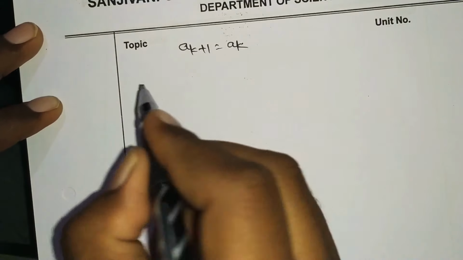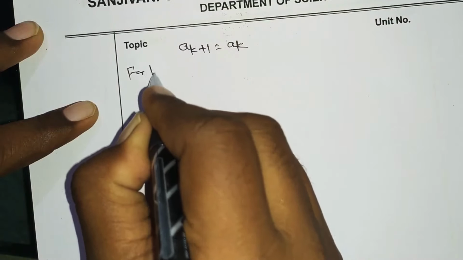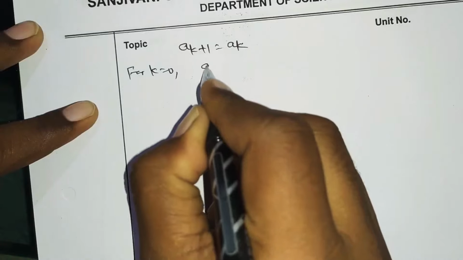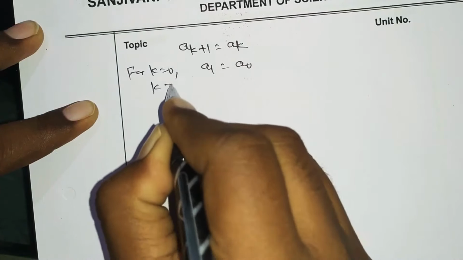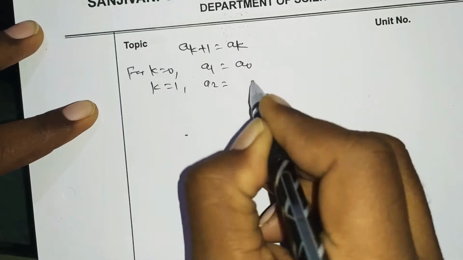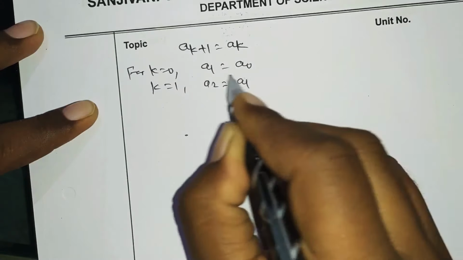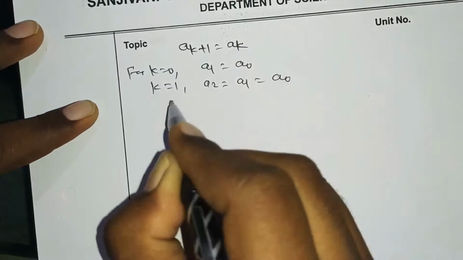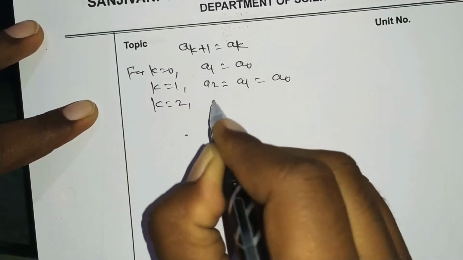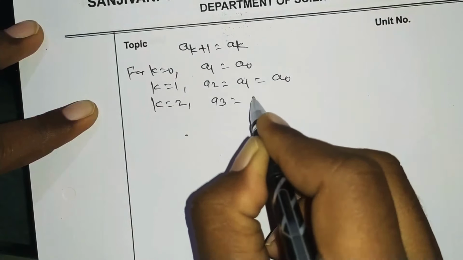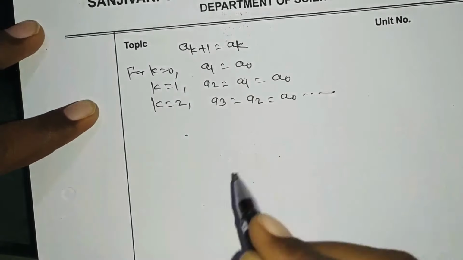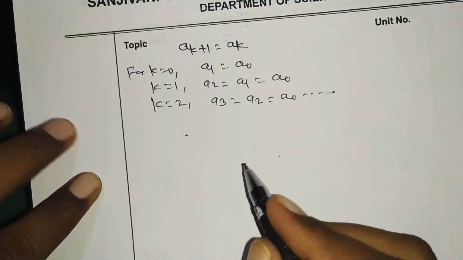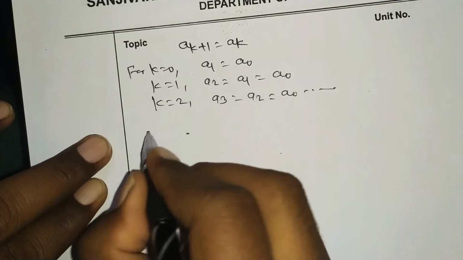And using this recurrence relation we have to find the constants. Now how do we find the constants here? For k equal to 0 we get a1 equal to a0. Then if we put k equal to 1, we get a2 equal to a1. But what is the value of a1? a1 is a0. Then if we put k equal to 2, we get a3 equal to a2, but a2 is again a0, and so on. So these are the constants. Therefore now we have to write the solution.